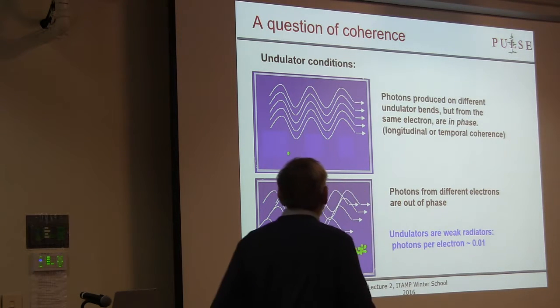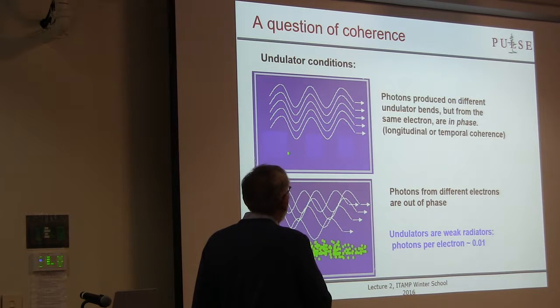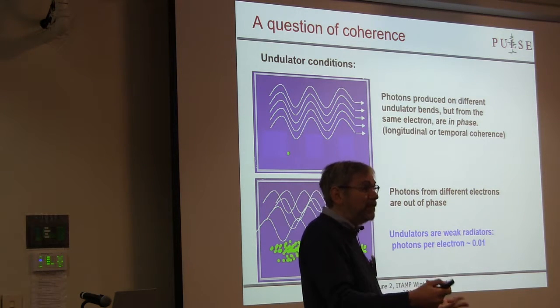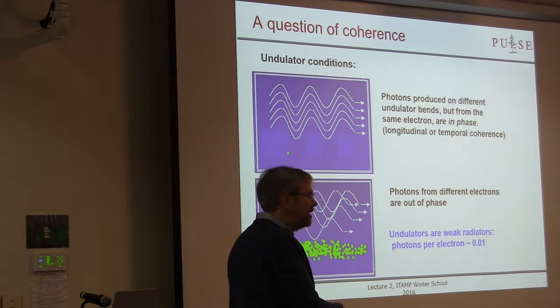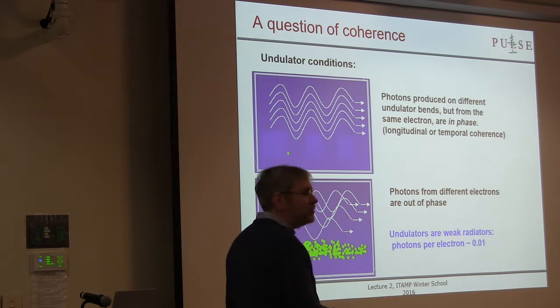Okay? So here, this tells the story. Here's the undulator condition for a single electron. Photons produced on different undulator bends, but from the same electron, are in phase. That's the condition that we just derived, okay? Here's the problem. Here's what my electron bunch looks like. These electrons are all in different places. The photons from different electrons are out of phase.